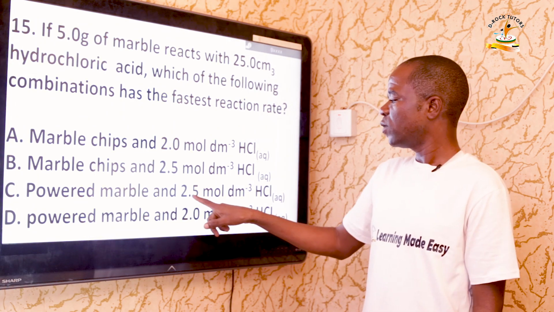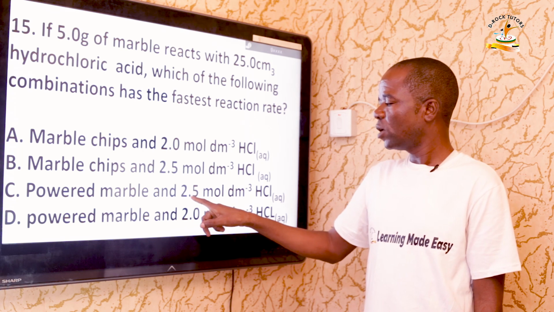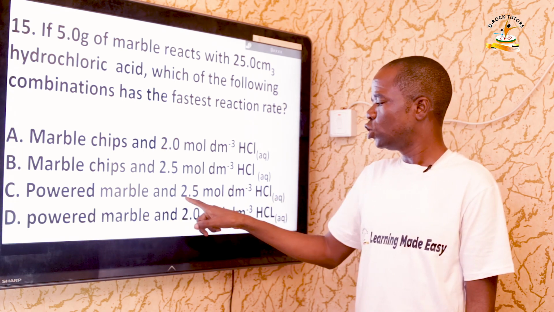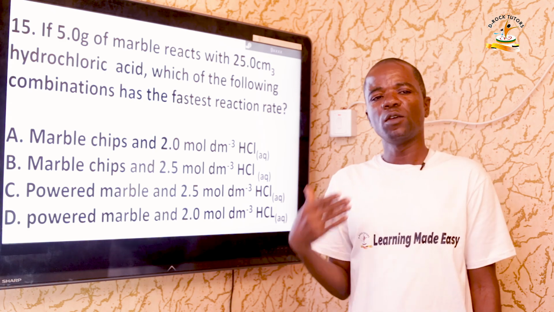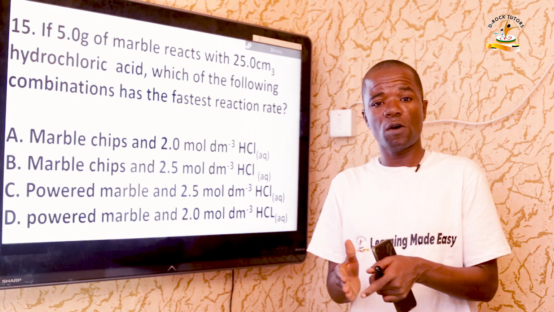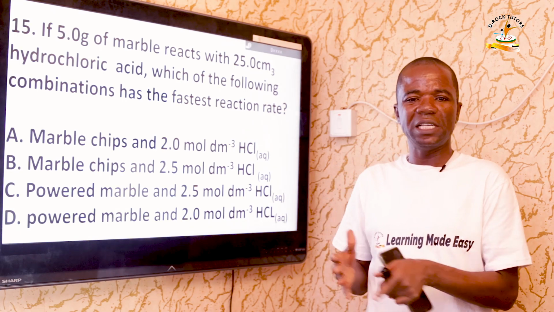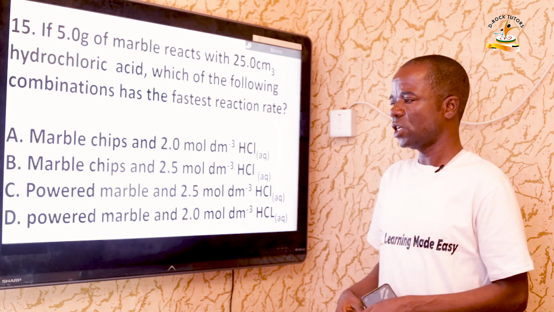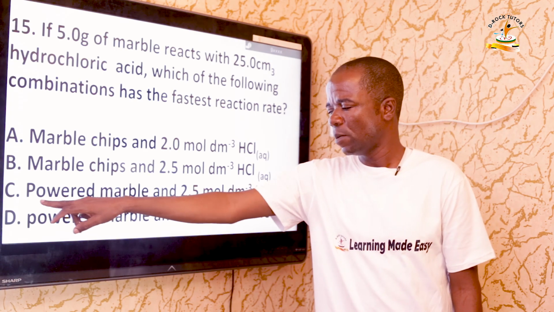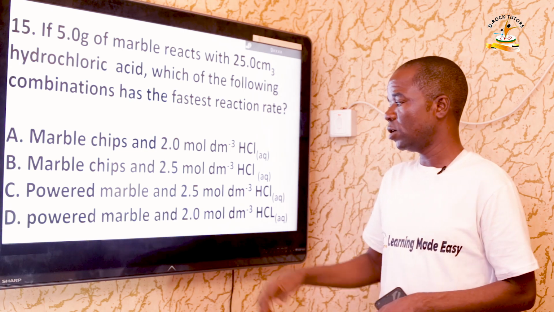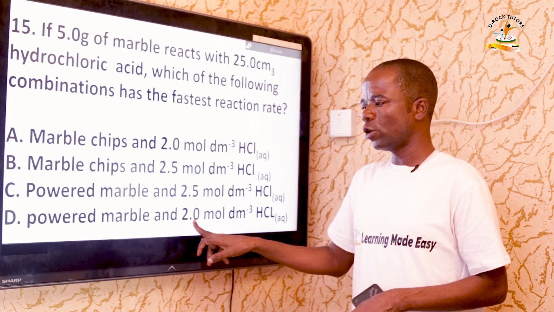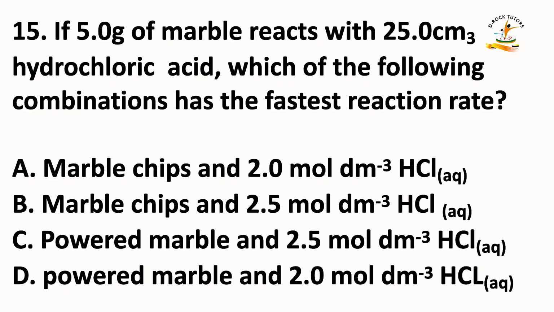Not only that, the concentration of this particular HCl in option C is 2.5 mole per dm cube, which is higher than 2.0 here, because we know that the higher the concentration, the faster the rate of a chemical reaction, except of course for a zero order reaction, whose rate of reaction is independent of, that is, does not depend on, the concentration. The correct answer is option C, because in powdered form it has a large surface area, and the larger the surface area, the faster the rate of the chemical reaction. Not only that, the concentration is higher than what obtains in option B. The correct option here is option C.